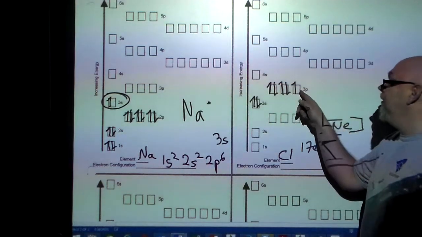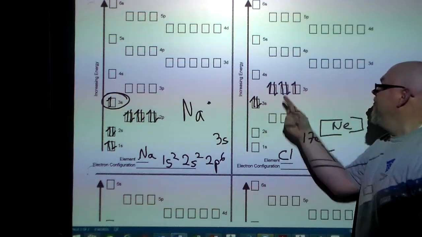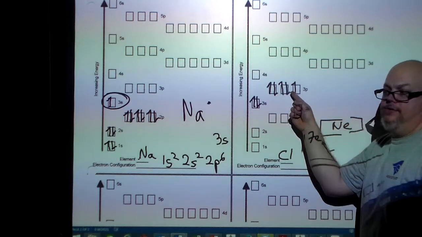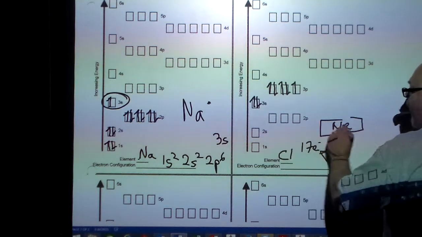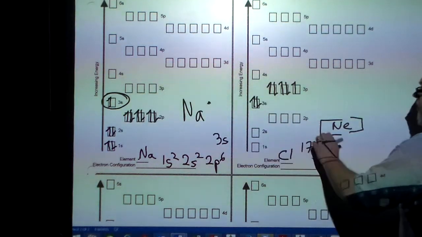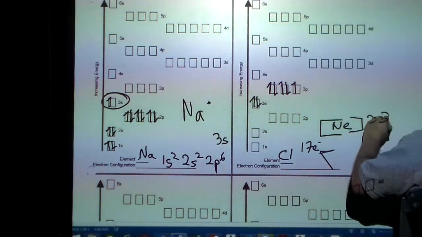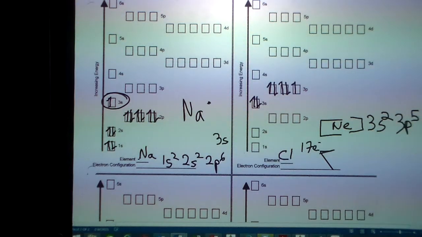Notice I had to fill a building, a land, just like in Monopoly. So I had to fill in the 3 here, then go back and fill in the others until I had no more. Now, check this out. I have the whole thing of Ne. Notice I didn't write any arrows here because I know this whole thing is neon. So I have 3s2, 3p5. So that is the correct electron configuration for the element chlorine.